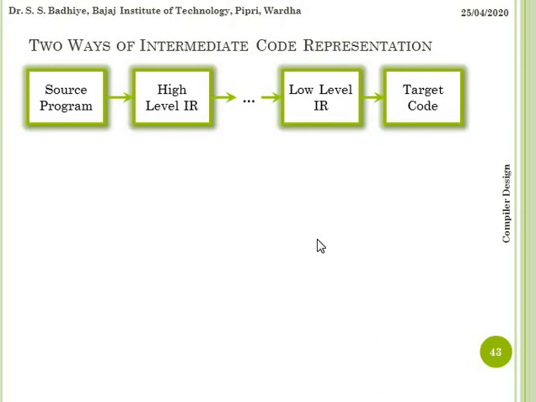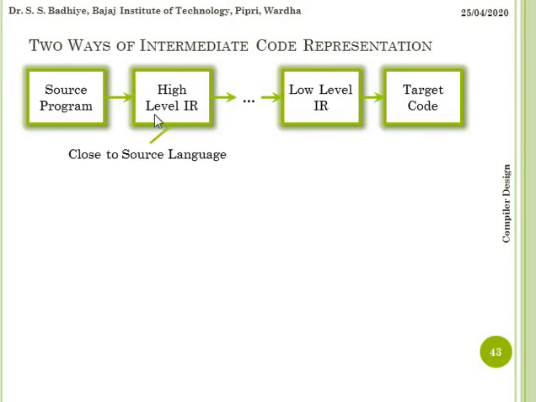In the process of translating a program from source language to target language, or source program to target program, what does a compiler do? A compiler may produce a number of intermediate representations, based on the compiler being designed. These representations are of two types: they can be high level representations or low level representations.